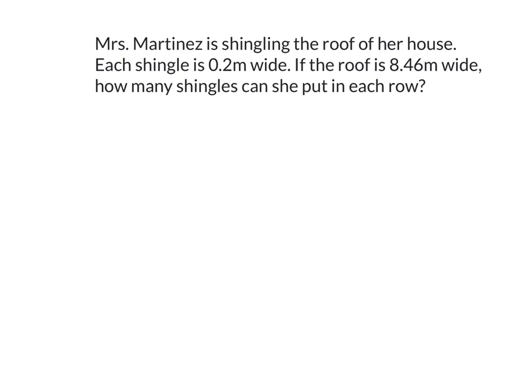Now let's take a look at the problem. Mrs. Martinez is shingling the roof in her house. Each shingle is 2/10 of a meter wide. If the roof is 8.46 meters wide, how many shingles can she put in each row? So to find the number of shingles, we would divide 8.46 divided by 0.2, which would give us n.